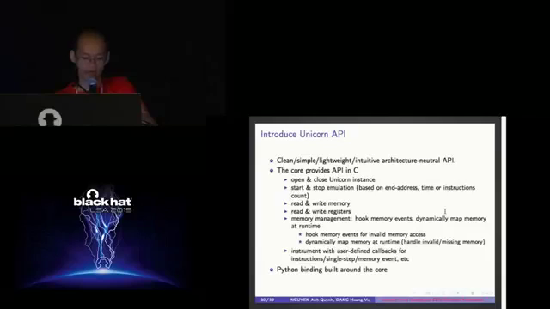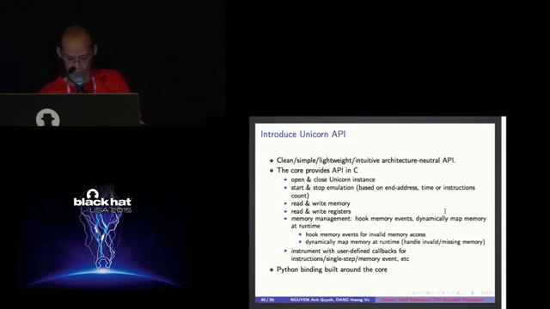It has some memory management functions. You can hook memory events, so you can find, for example, when some invalid memory access happens, and act accordingly. It also has APIs so you can dynamically map memory at runtime if you want, so you can handle invalid or missing memory. And it has APIs so you can define user callbacks, so you can instrument at instruction level, you can do single step, and you can intercept all memory events, read and write.